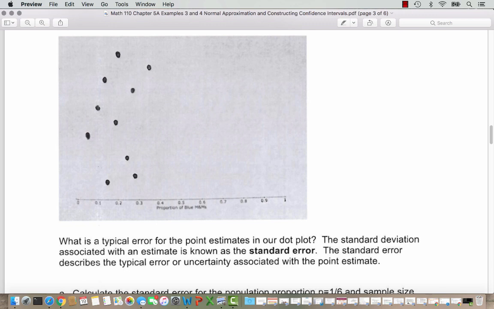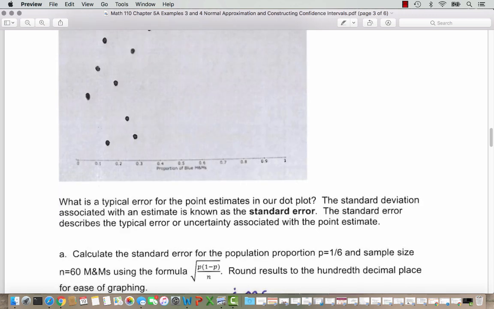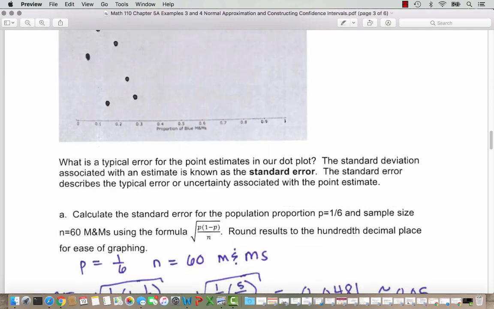So we want to figure out, well, what's going to be a typical error for these point estimates? So the standard deviation associated with an estimate is known as the standard error. The standard error describes a typical error or uncertainty associated with a point estimate. So very similar to the standard deviation, and we'll use it in many of the same ways. So we want to calculate the standard error for the population proportion p equals 1 out of 6 and the sample size n equals 60 M&Ms using this formula here.